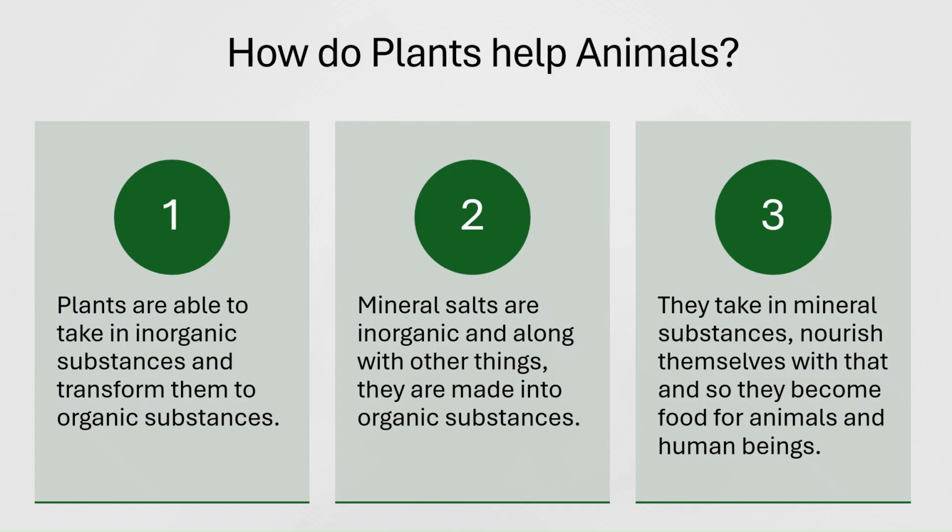How do plants help animals? Plants are able to take in inorganic substances and transform them to organic substances. Mineral salts are inorganic, and along with other things, they are made into organic substances. They take in mineral substances, nourish themselves with that, and so they become food for animals and human beings.